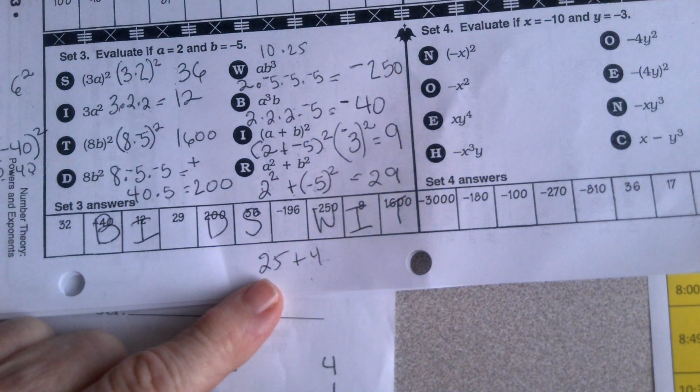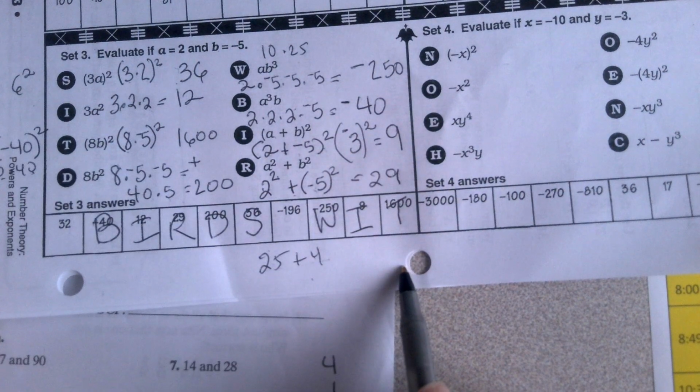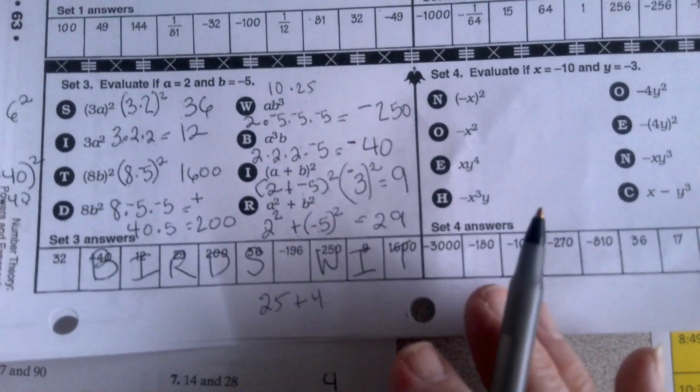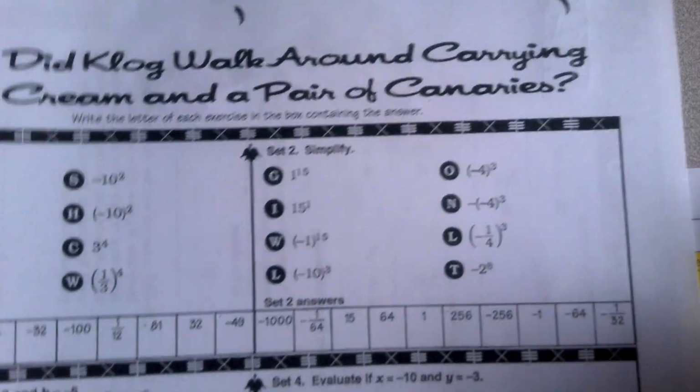Right, and that is the letter R. I think I'm... Oh. So it should spell something. Does somebody have the whole puzzle now? Okay, so we have to read the whole thing. Why did Clog walk around carrying ice cream and a pair of canaries? It was chilling.